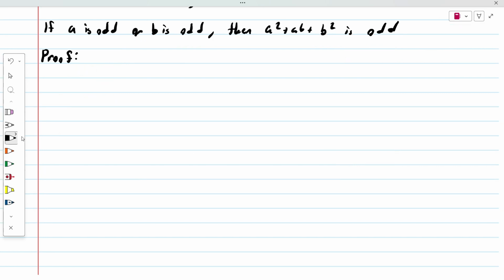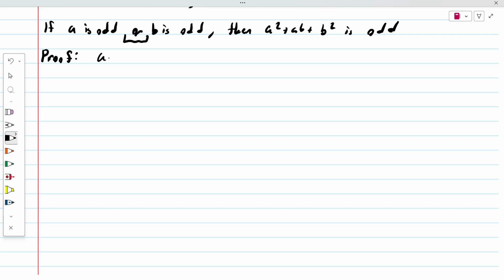So now we have to prove this statement. But in this case, it's going to be a little bit tricky because we can't use exactly what we did before because we have this "or." Last time we had an "and," we knew a and b were both even, so we could just say they're even. But in this case, a is odd or b is odd. We have a few cases that we have to deal with. So let's just write out the cases that we have.